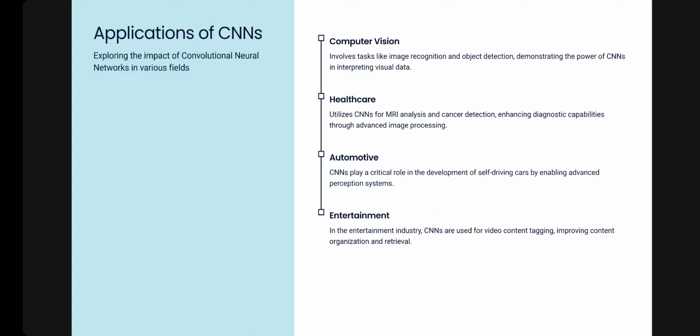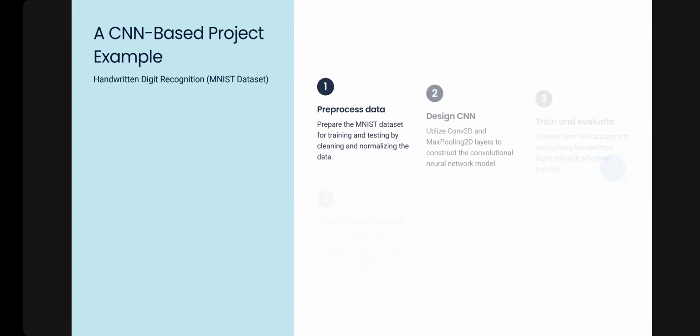So this is what CNN does, right? It interprets visual data. Then you can use it in healthcare for identifying MRI analysis, like cancer detection and diagnosing, many capabilities of advanced image processing. You can use it in the automotive industry, where automation of cars is very important, like self-driving cars having their perception systems. You can use it even in the entertainment industry, for video tagging, improving content organization, and retrieval. A lot of applications of CNN.